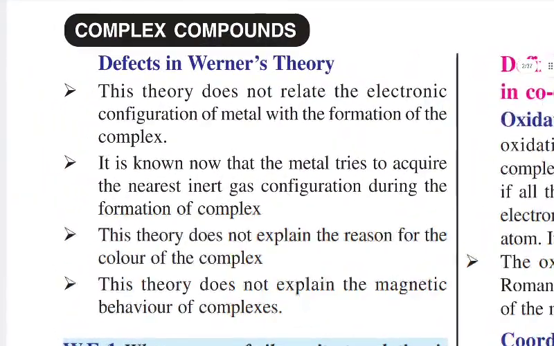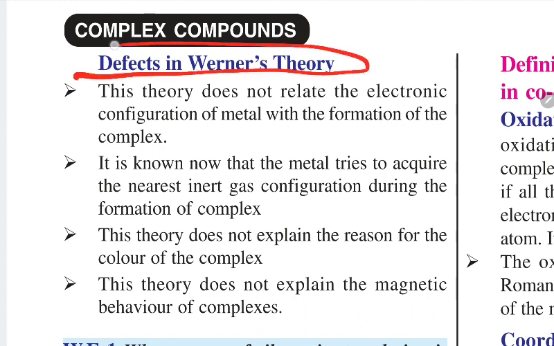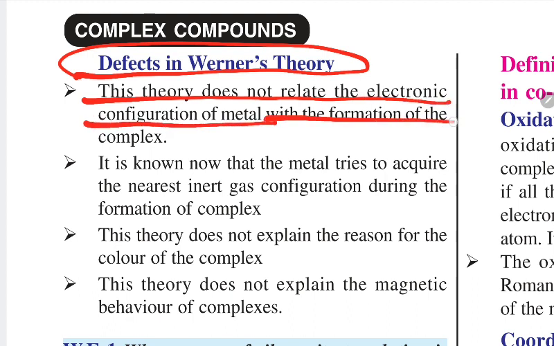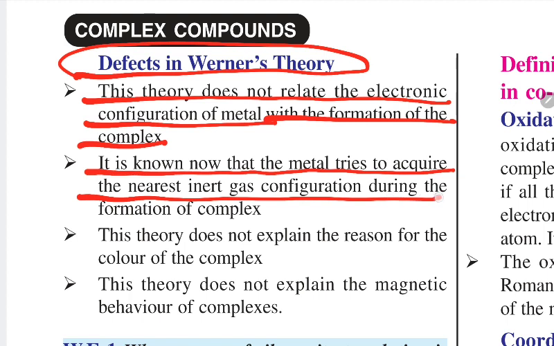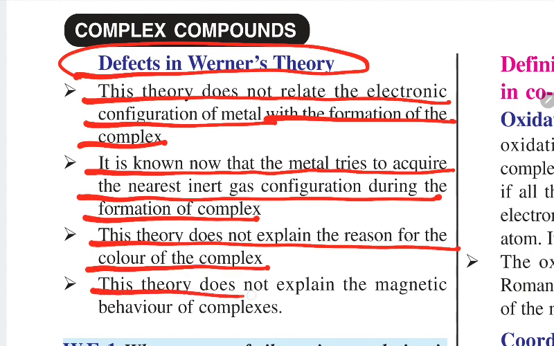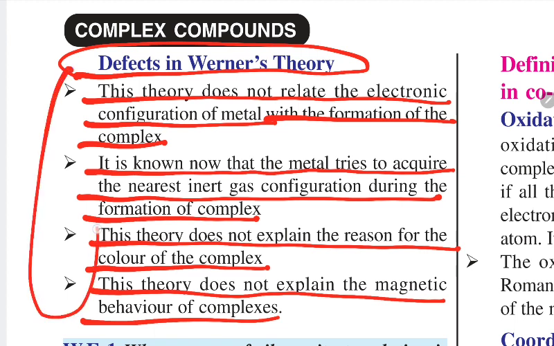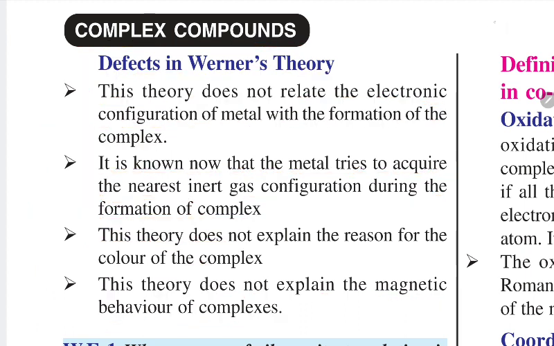Now we have to understand the failure of Werner theory. Why did the Werner theory fail? Defects in Werner theory: this theory does not relate the electronic configuration of the metal with the formation of the complex. It is known now that the metal tries to acquire the nearest inert gas configuration during the formation of a complex. This theory does not explain the reason for the color of the complex. It does not explain the magnetic behavior of the complex. So there are 4 points we have to understand about why Werner theory failed.